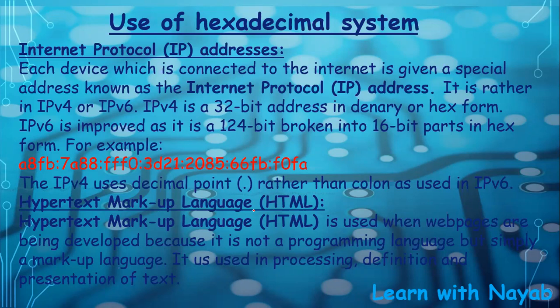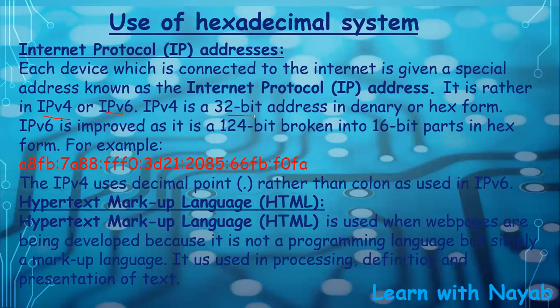So these are the internet protocol addresses. They tell the identification of a device, like what device it is. Every single device connected to the internet has its own IP address, either in IPv4 or IPv6. These are the two types of internet protocol address. The IPv4 is a 32-bit address.